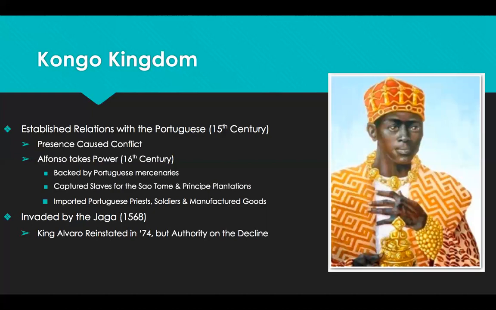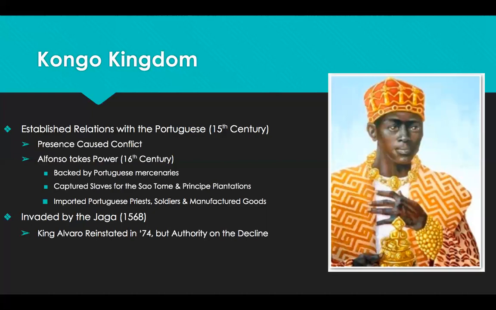However, because King Alfonso I, pictured here, was now in cahoots with the Portuguese, at the backing of the Portuguese, he was able to win that quote-unquote civil war against his brother, killed his brother, whose name was Pansu Akitima, and he went on to take the throne. His rule was supported in large part by the Portuguese mercenaries and the Portuguese government, if you will. He also opened communication with the Pope in Rome.